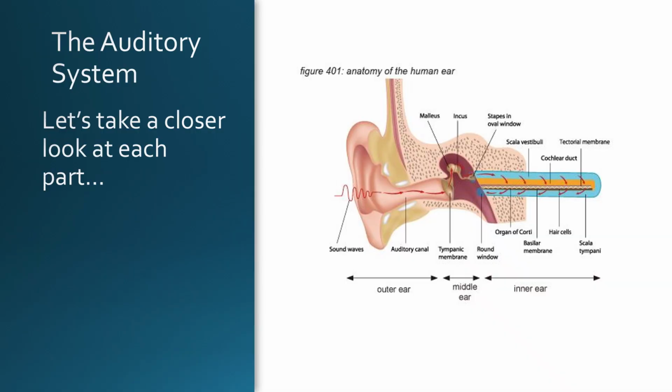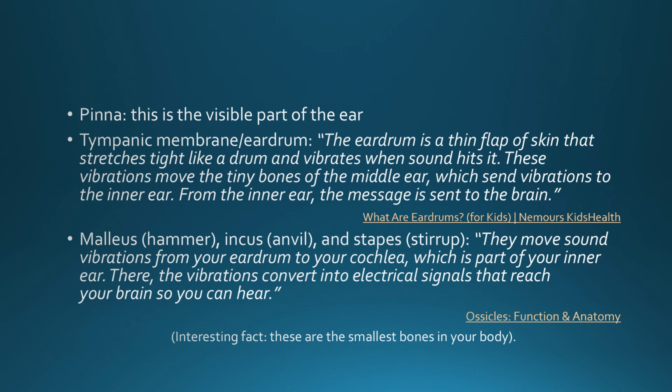But let's get into the auditory system. I included a picture here of the different parts of the auditory system. We won't go through all of those parts, but we'll look at some of those in greater detail and what they do. First, the pinna. That's the visible part of the ear. That's what you see when you look at someone. It's what you see when you look in the mirror.